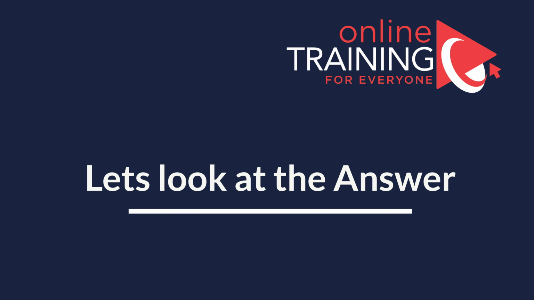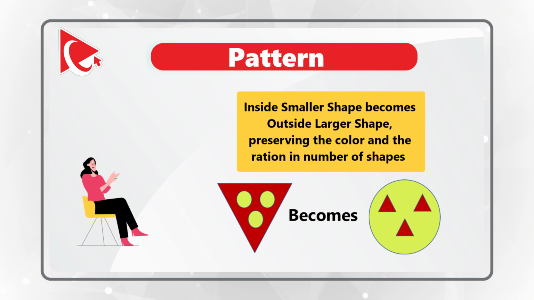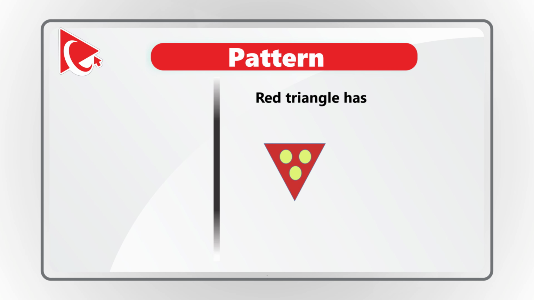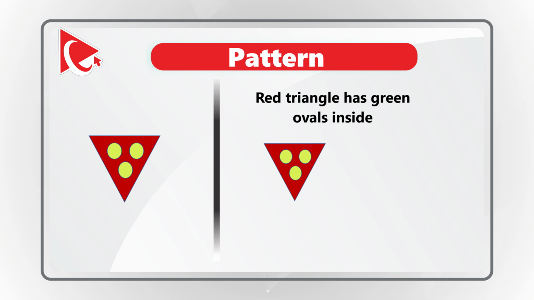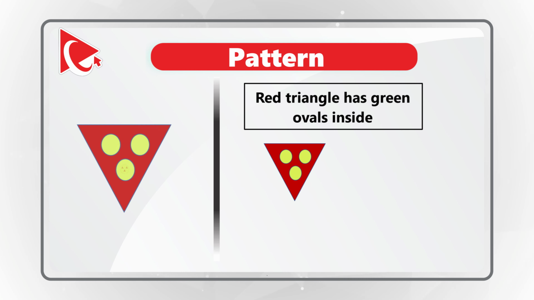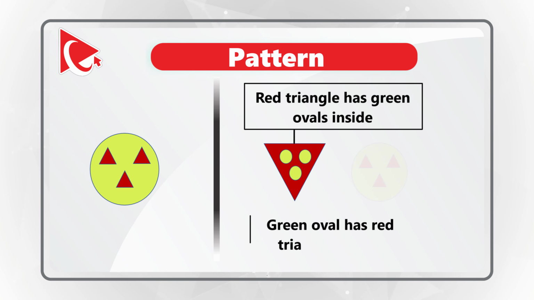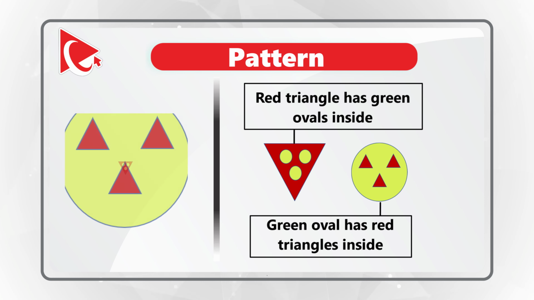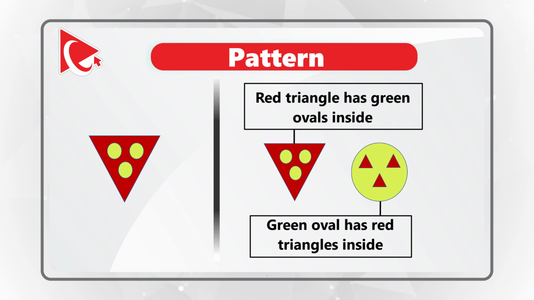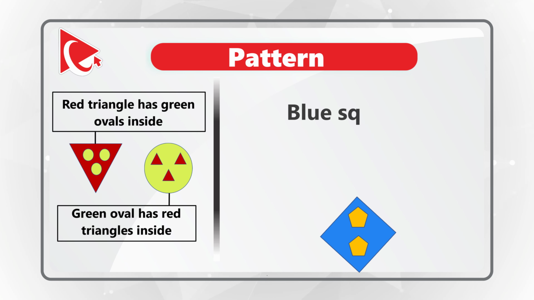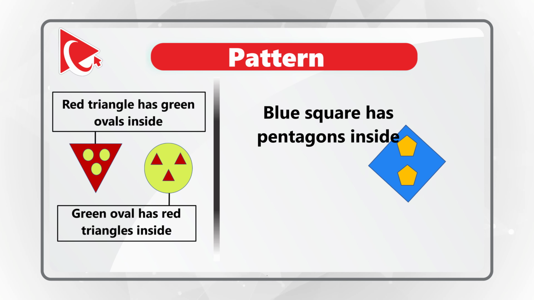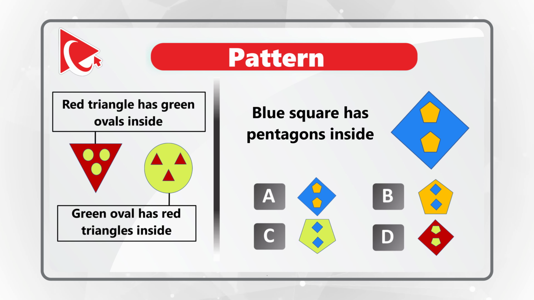To determine the correct answer in this case, and in a lot of other cases, you need to look for patterns. And the pattern in this particular case is that to build the relationship, inside shape becomes outside shapes, preserving the number of the inside to outside shapes ratio. If you look closely at the relationship presented in this question, you see that the red triangle has green ovals inside, and it has a relationship to green oval that has red triangles inside. Knowing this, we need to determine relationship of the blue square that has pentagons inside to one of 4 shapes presented in possible answers. Do you see it now?